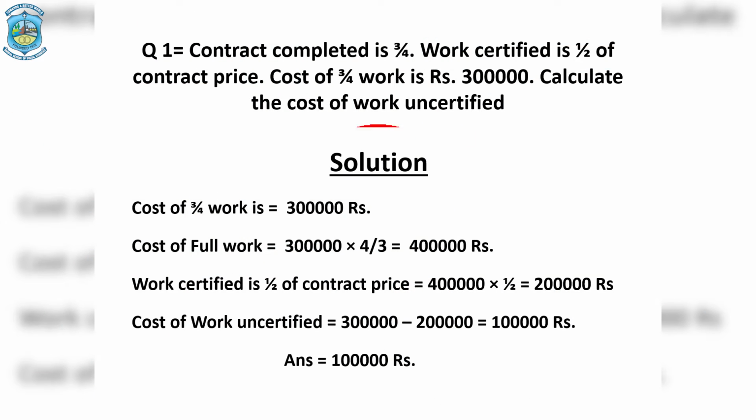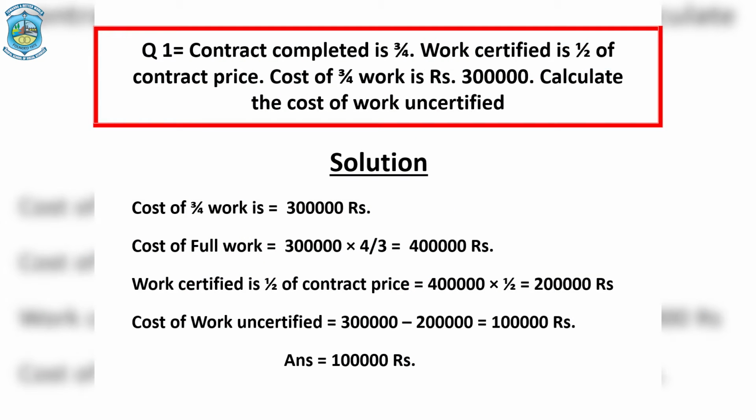This is the question. Contract completed is 3/4. Work certified is half of contract price. Cost of 3/4 work is rupees 3 lakh. Calculate the cost of total work uncertified, right? So in that question, we are given few information and we have to calculate the total cost of work uncertified with the help of this information.